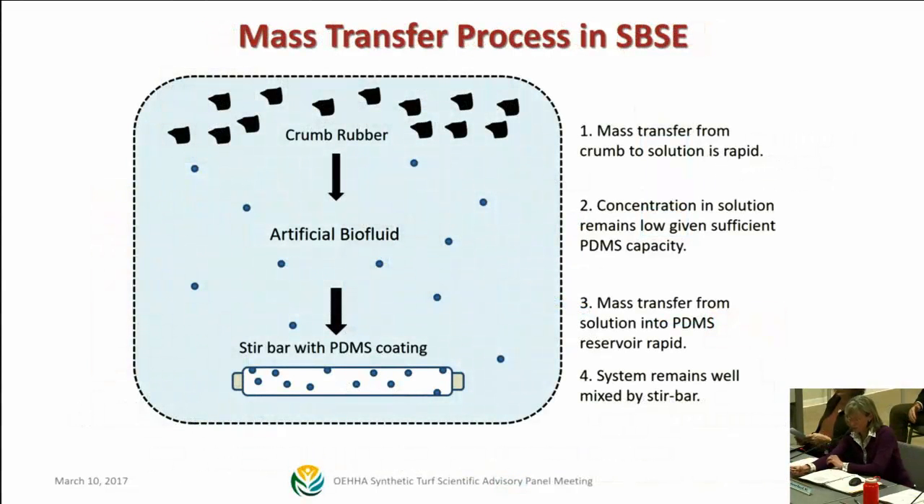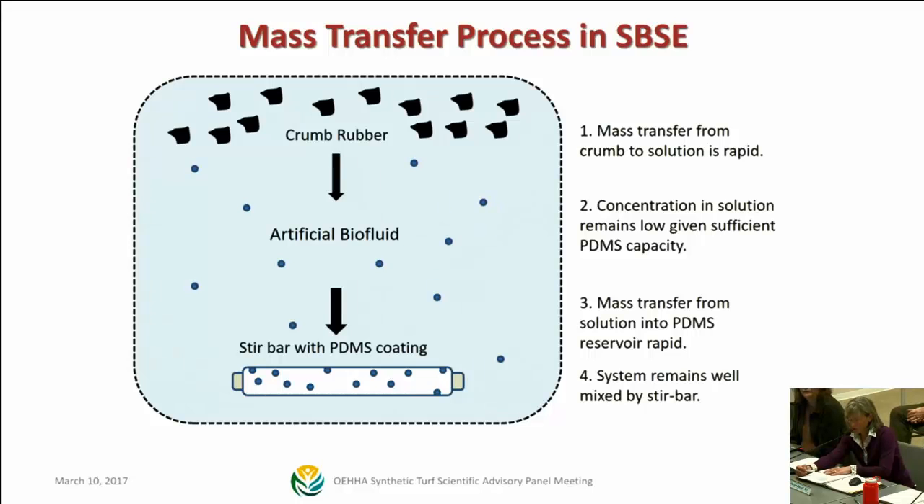The mass transfer process in SBSE, or the stir bar method, is improved over the traditional shake and incubate flask. This diagram is showing that the chemicals from the crumb rubber sample move into the artificial biofluid, and the PDMS coating in this example on the stir bar provides an infinite sink. So as the chemicals are sorbed to the coating on the stir bar, they are pulled out of the biofluid, allowing more chemicals from the crumb rubber to move into the biofluid.